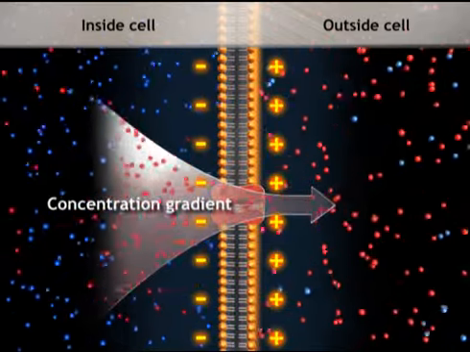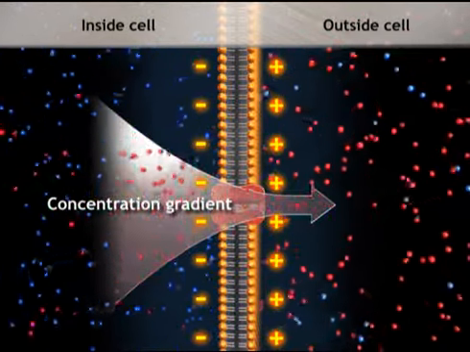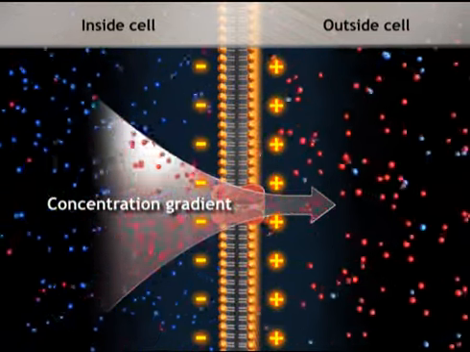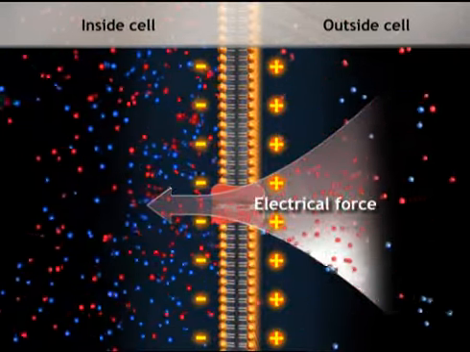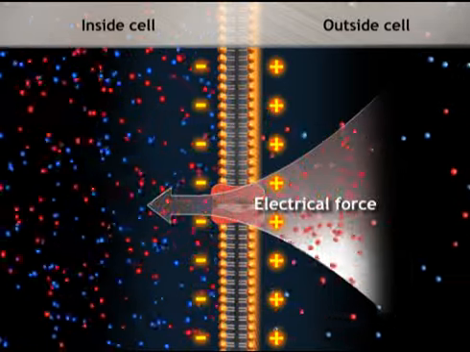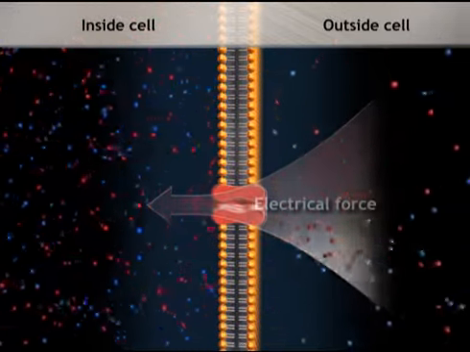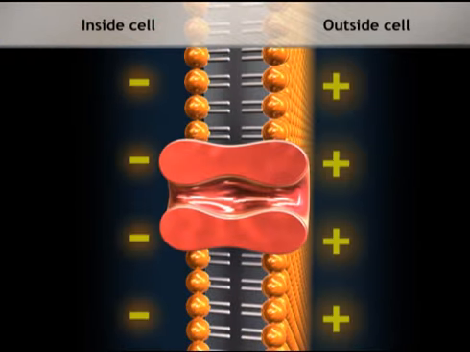At first, diffusion is the dominant force moving the potassium ions across the membrane. But as the inside fluid becomes more negative, the negative electrical force pulls the positively charged potassium ions back through the potassium channel into the cell. Eventually, the electrical force pulling potassium ions into the cell exactly counterbalances the force of diffusion pushing them out.